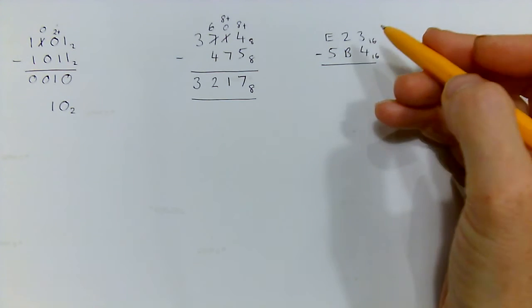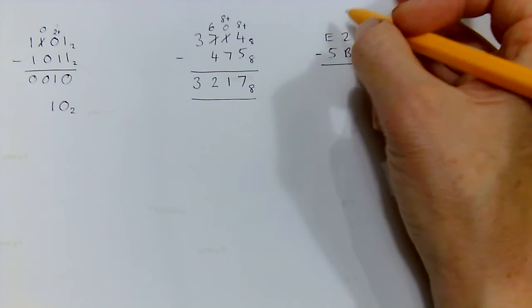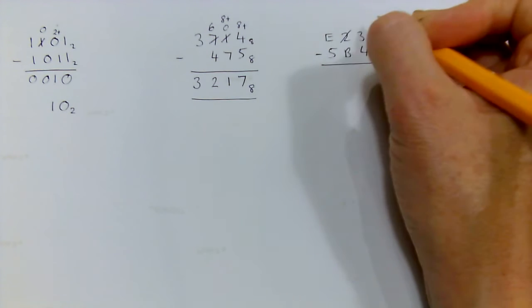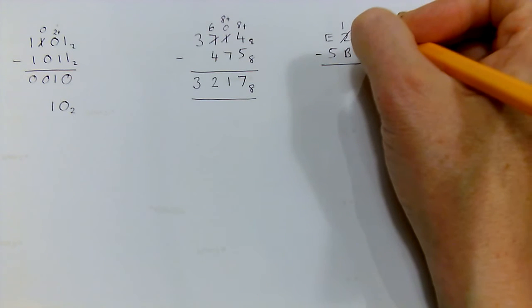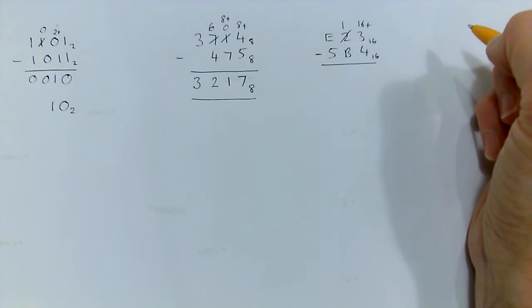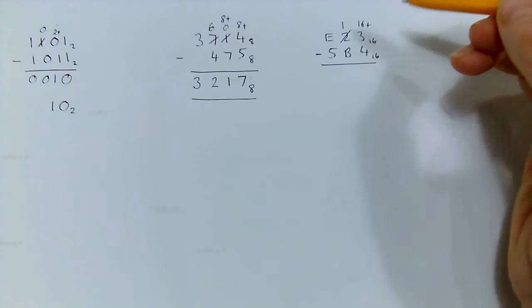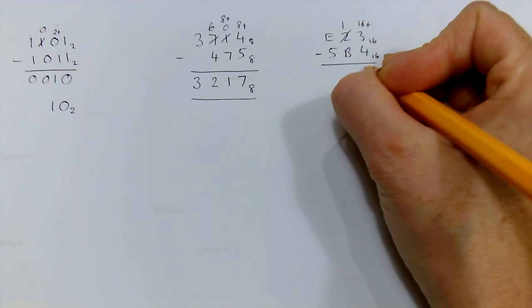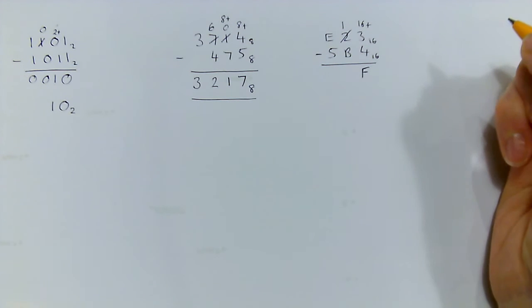Okay, and now hexadecimal, so base 16. So we're going 3 take away 4, not happy with that, so we need to exchange this one to be 1 left there, and we're lending a 16 across to the next column. So we've got 16 add 3, which is 19, and then we take away 4, which gives us 15. And 15, you need to remember, is F.